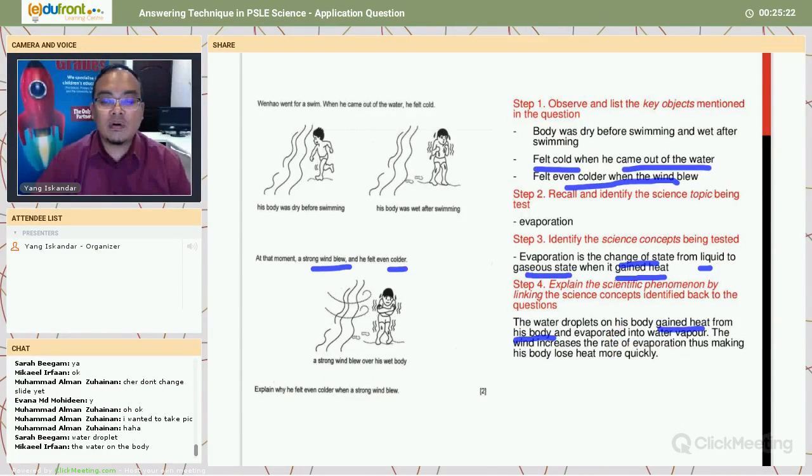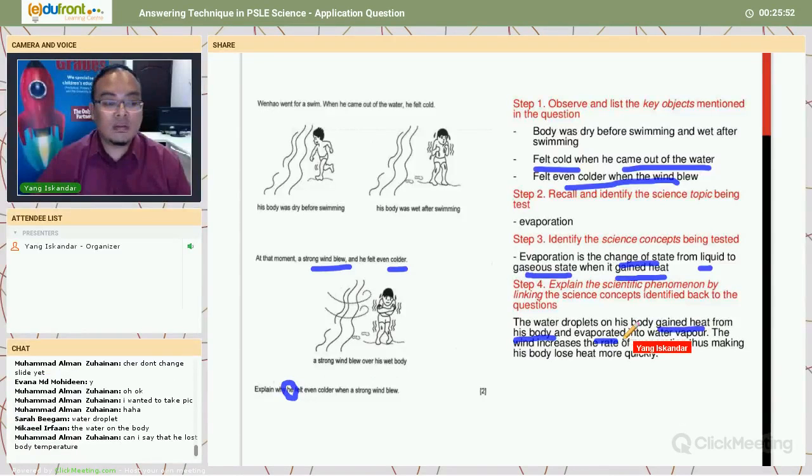It's true, the water droplets also gain heat from the surrounding, but you will not be answering the question, because the question is why he felt colder. So you need to mention why he is shivering. So the water droplets, when it was evaporating, gained heat from his body. That is why Wen Hao felt cold. As the water evaporated, changing state from liquid state to gaseous state, it gained heat from his body. That's why he felt cold.